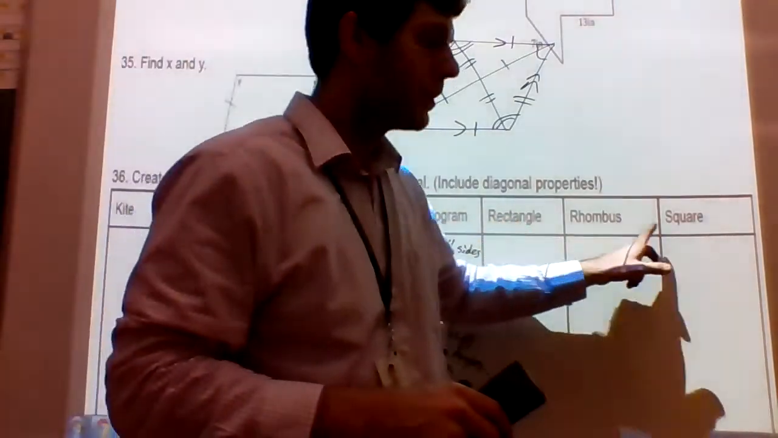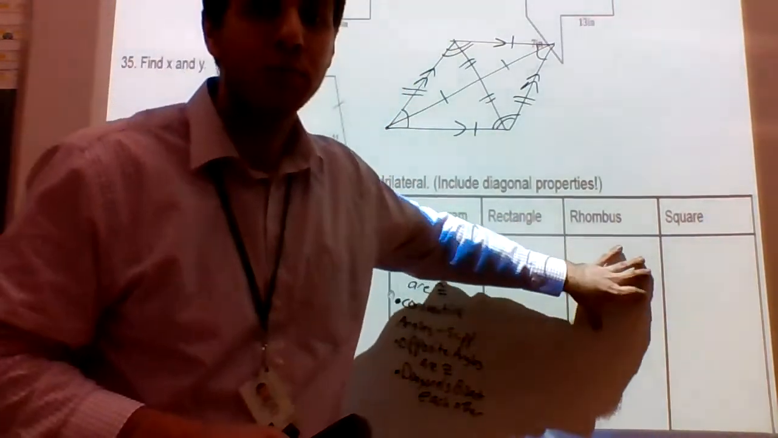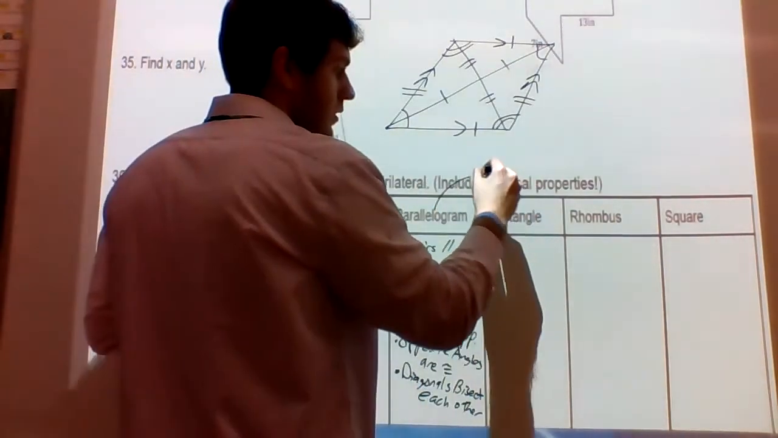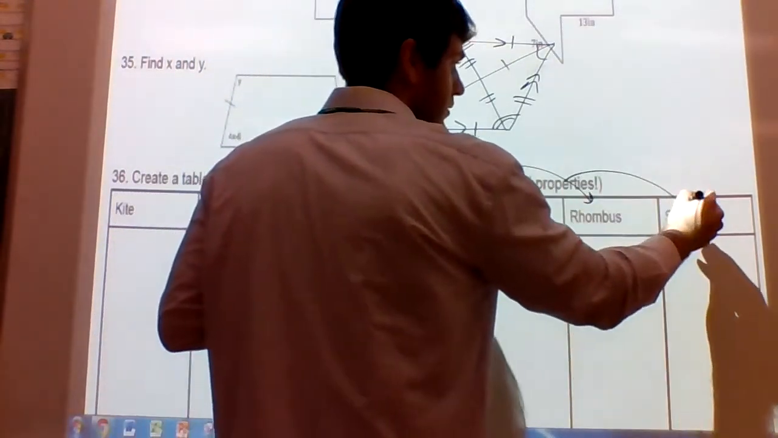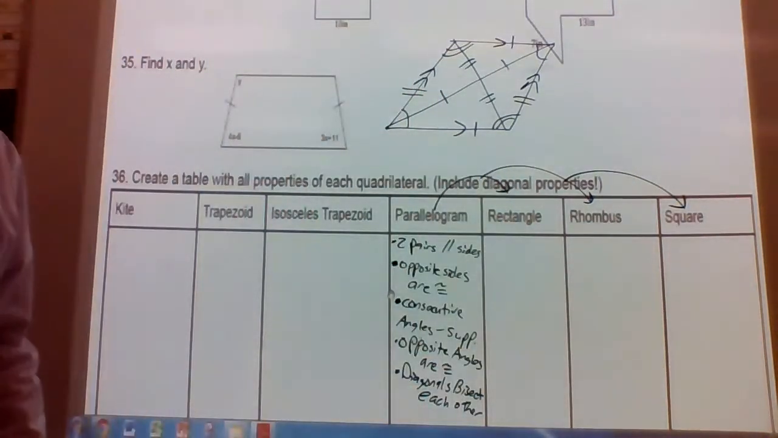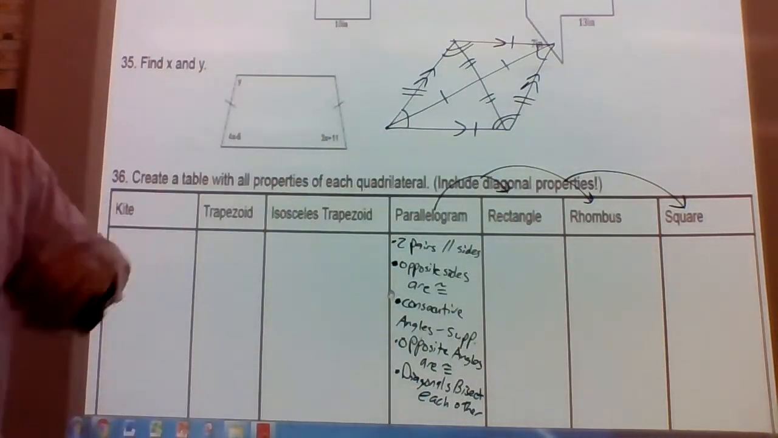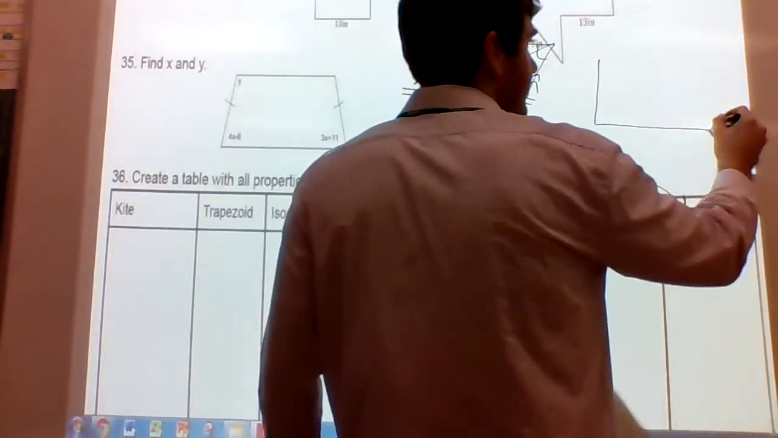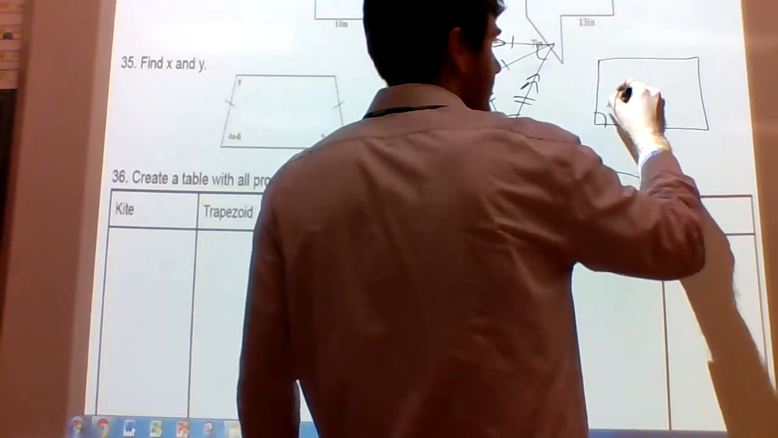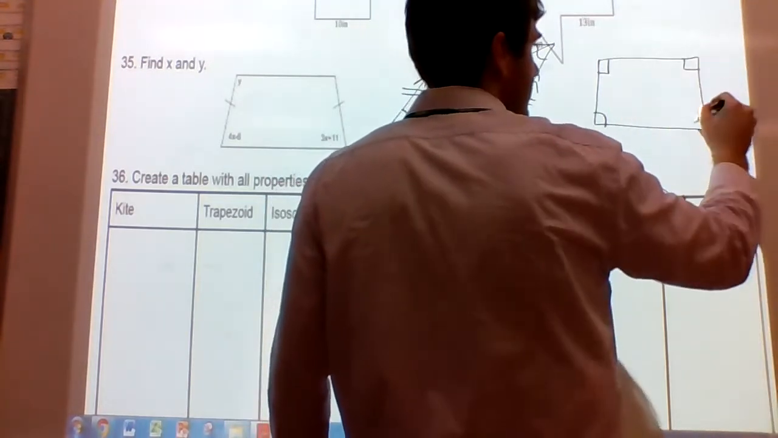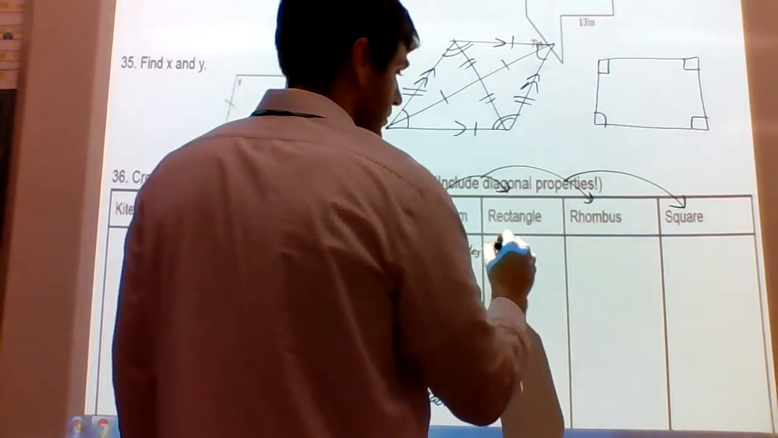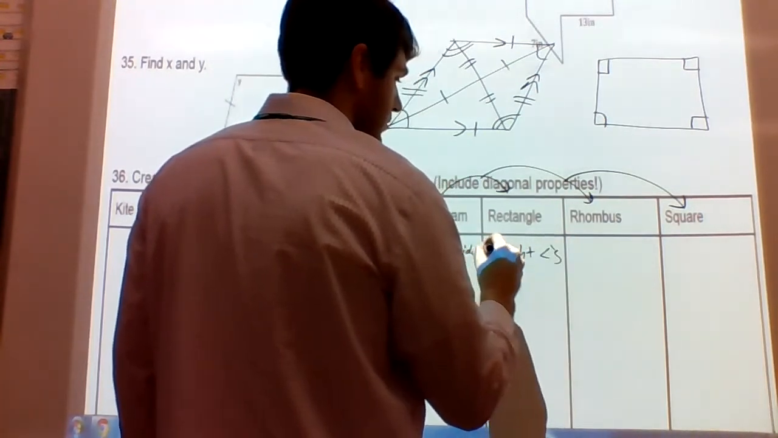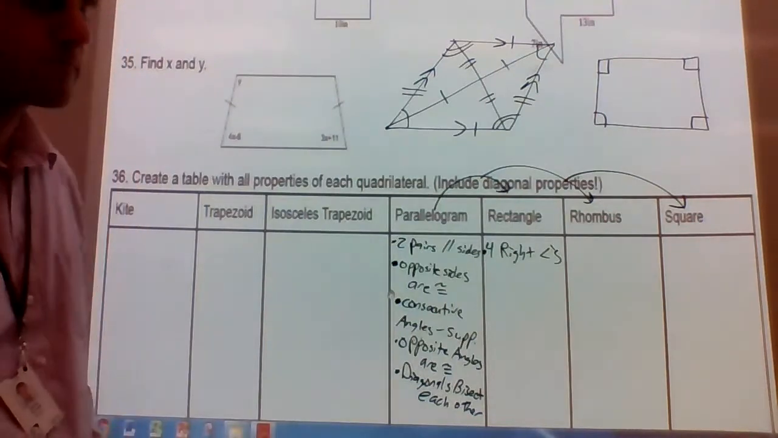So all of these properties are true for a parallelogram. Since we know rectangles, rhombuses, and squares are parallelograms, all of these properties will be part of rectangles, rhombuses, and squares. We're looking for the additional properties of a rectangle, but we know a rectangle is defined as having 4 right angles.